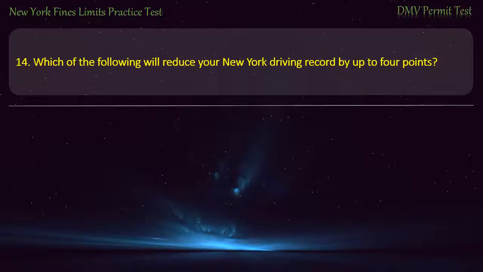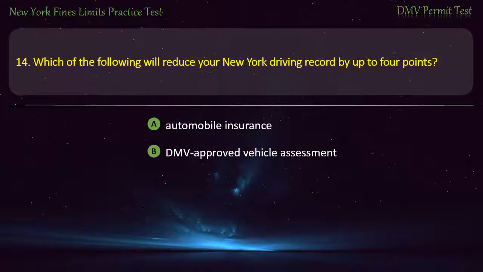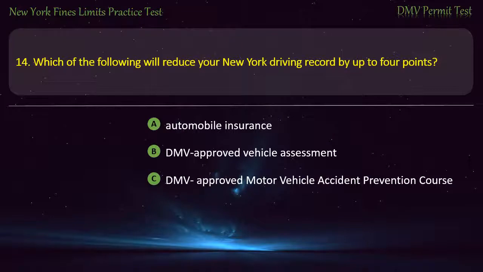Question 14. Which of the following will reduce your New York driving record by up to 4 points? Automobile insurance. DMV approved vehicle assessment. DMV approved motor vehicle accident prevention course. An economical vehicle. Answer: DMV approved motor vehicle accident prevention course.